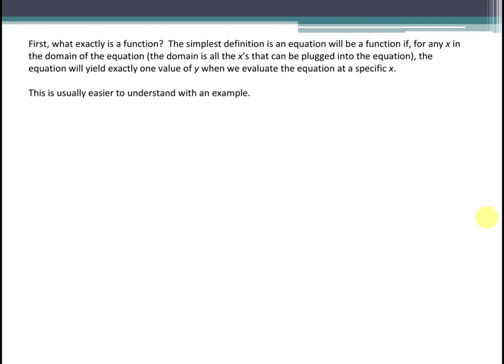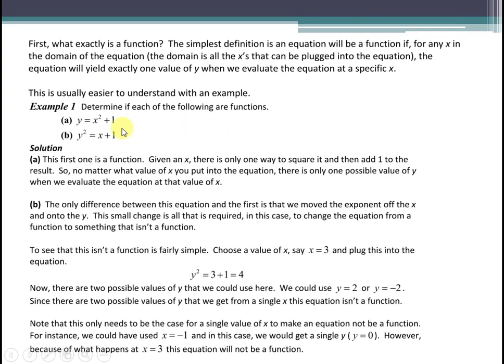The simple definition is: an equation will be a function if for any x in the domain of the equation, the domain is all the x's that can be plugged into the equation, the equation will yield exactly one value of y when we evaluate the equation at a specific x. This is usually easier to understand with an example. Example number 1. Determine if each of the following are functions.